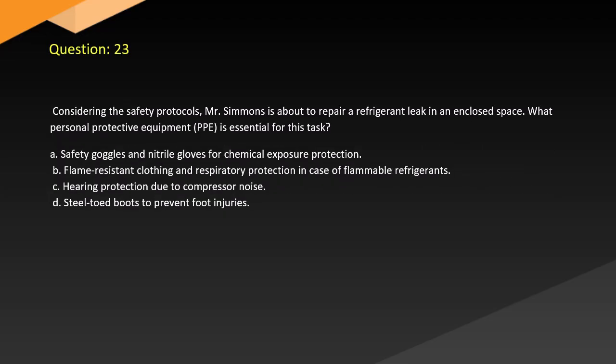Question 23. Considering the safety protocols, Mr. Simmons is about to repair a refrigerant leak in an enclosed space. What personal protective equipment (PPE) is essential for this task? A. Safety goggles and nitrile gloves for chemical exposure protection. B. Flame-resistant clothing and respiratory protection in case of flammable refrigerants. C. Hearing protection due to compressor noise. D. Steel-toed boots to prevent foot injuries.